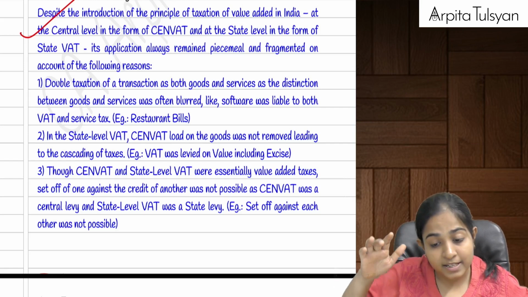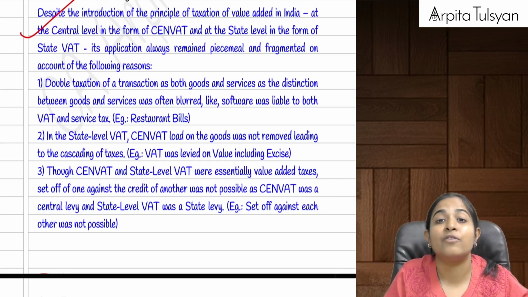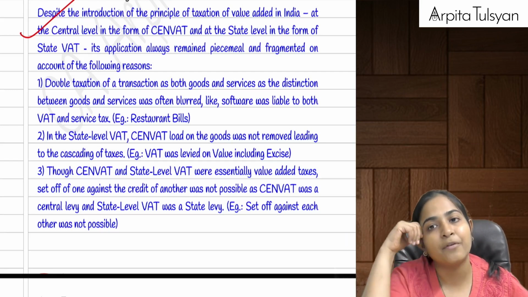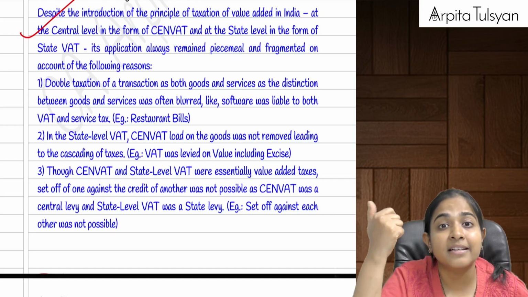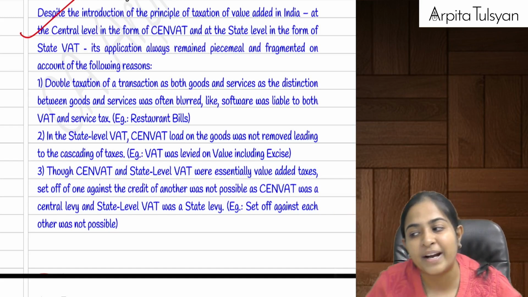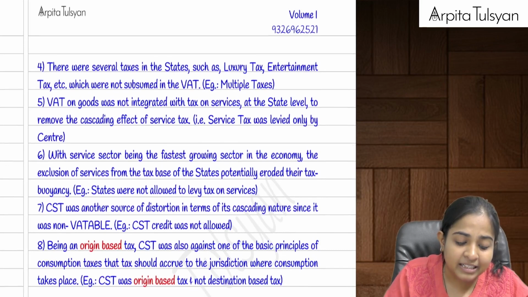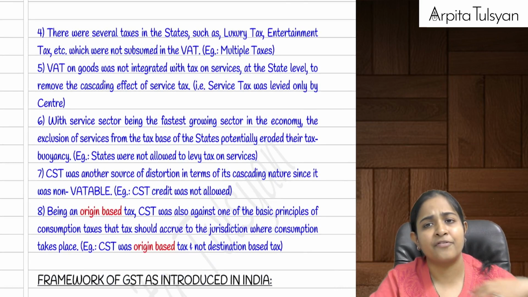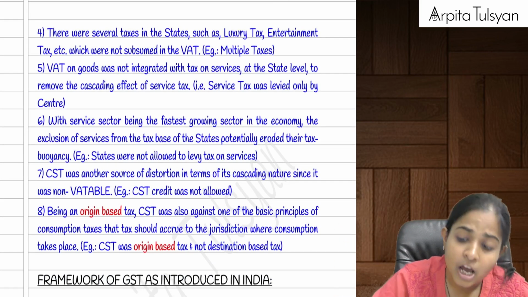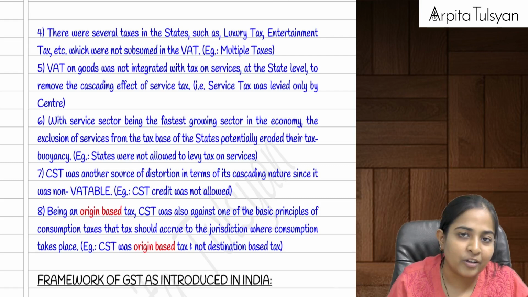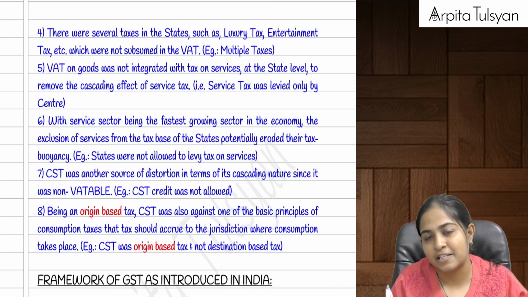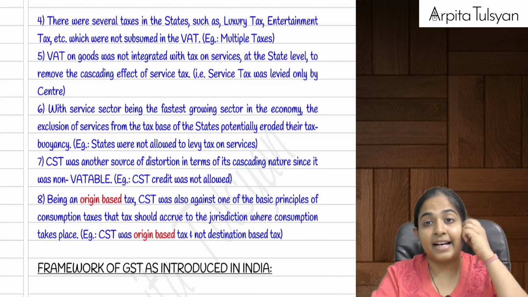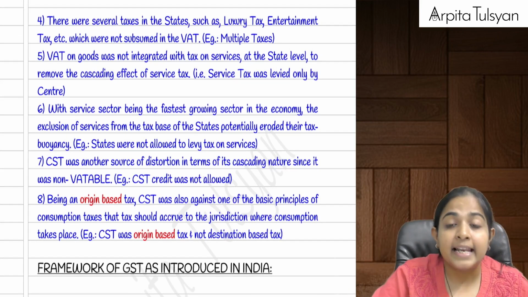Then your SENVAT credit was not available. The excise duty levied on the manufacture of goods, credit of that was not available. So can we say that was considered as our cost? Because of that, my cost went up. Then there were multiple other taxes like luxury tax, entertainment tax, X tax, Y tax, etc. Because of that, the credit was obviously not available. You did not get any benefit of those taxes paid. So can I say my cost increased? Yes.